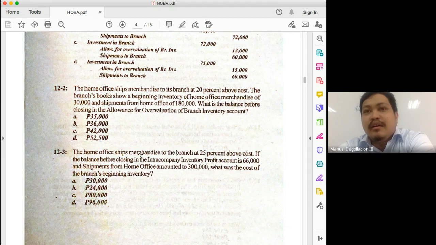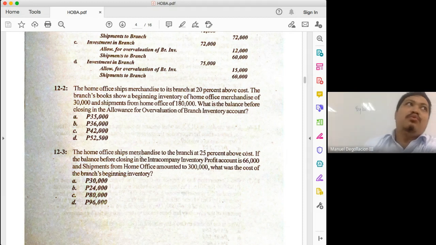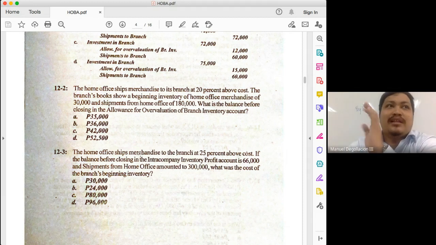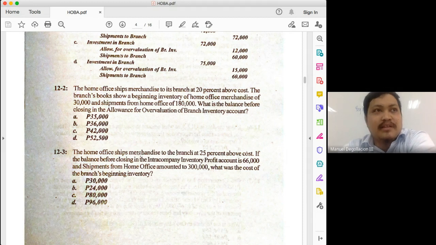Plus, if the problem had stated shipments to branch of 180,000, then to get the markup on the shipment, we would only have to multiply it by 20%. Because what do we know about the shipments to branch account? It's always at cost. But if it's shipments from home office, it is already at billed price. So how much then is the markup on the 180? You divide 180 by 120%, you would get 150. What does the 150 represent? That represents the cost of the shipments during the year.